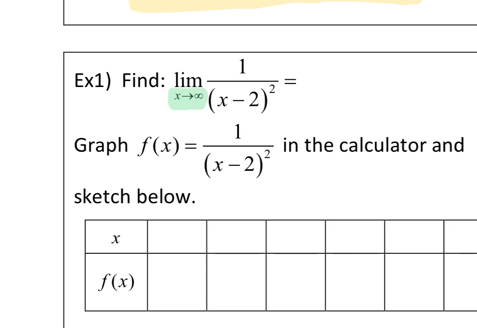Now, the tables that we've been doing have always had a value in the middle of the table because we've been going to x approaches a number, and we want to approach that number from both the left and from the right. But positive infinity is the farthest right number.